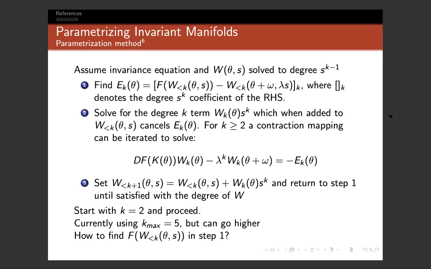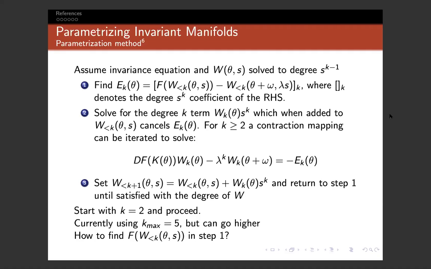And we can do this recursively by assuming that the invariance equation in W of theta and s is solved to degree s to the k minus 1. And what you do is you find the order k error in the equation. So W less than k here is just the parametrization up to order s to the k minus 1. And so you find the error in the equation using this truncated series to order s to the k minus 1. And then you find the s to the k coefficient of this error. And then you solve for W sub k s to the k, which cancels out this error. So essentially, the equation to solve for W sub k is given here.